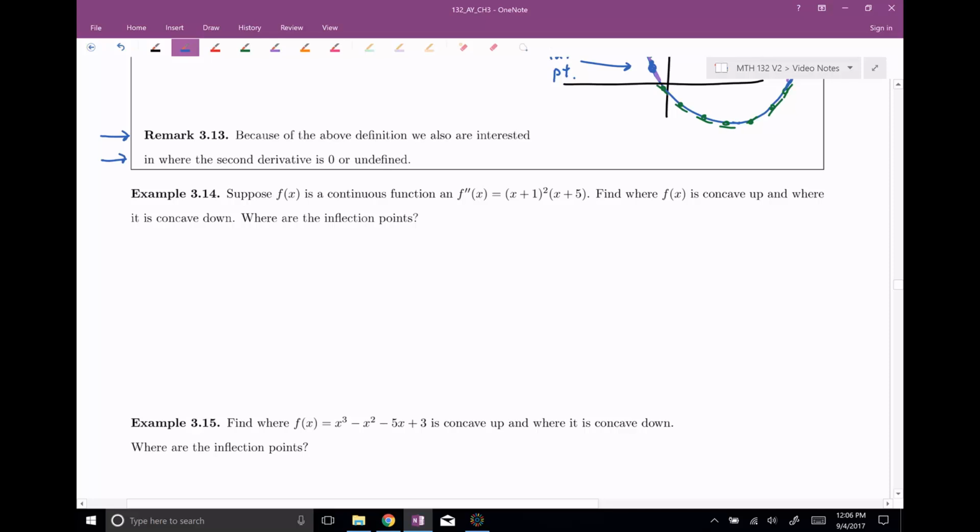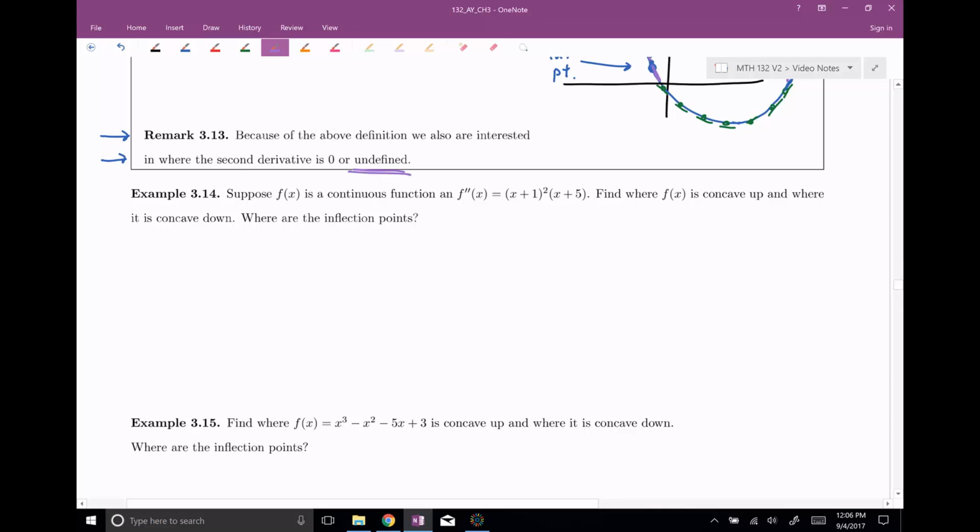Where are the inflection points? Okay, so this is going to be the same sort of strategy that I applied for the first derivative back when I was thinking about increasing and decreasing, but now I'm going to apply it for the second derivative. So maybe the first thing I ask myself is where is the second derivative undefined?